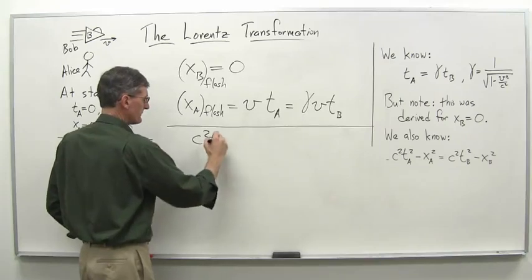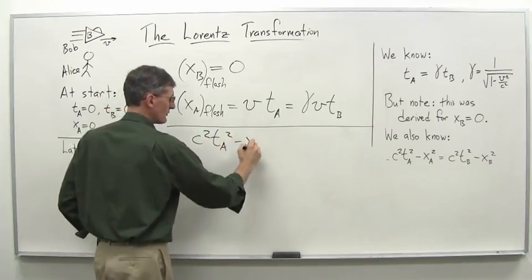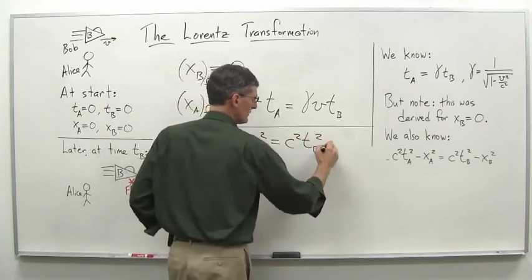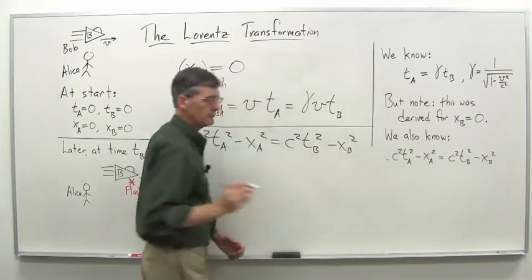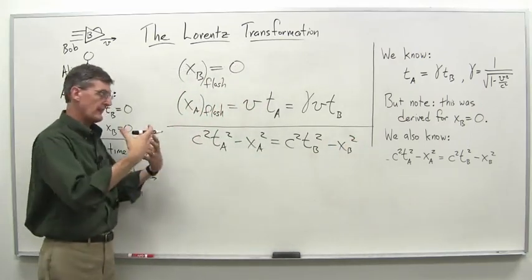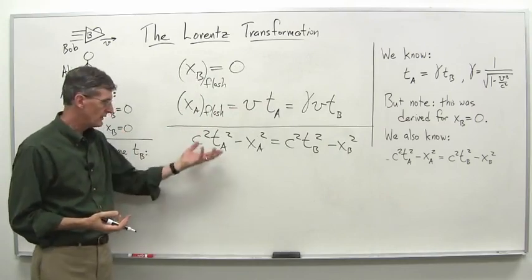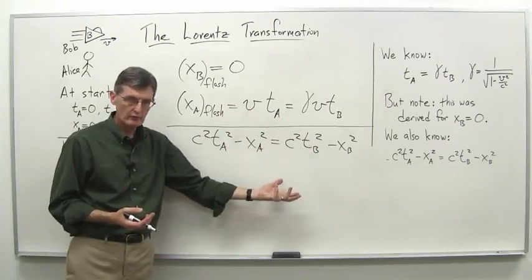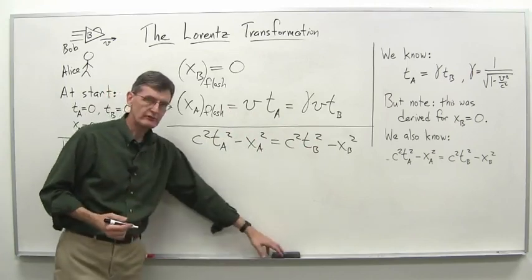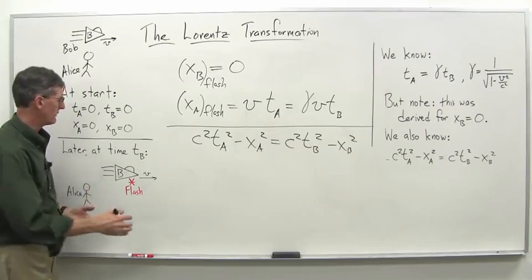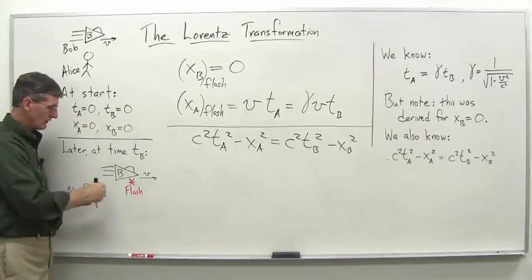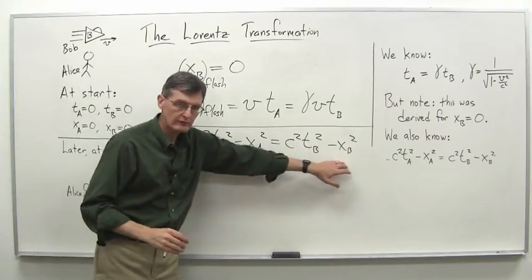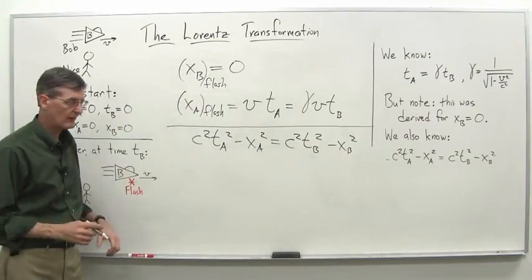So we've got c squared t_a squared minus x_a squared equals c squared t_b squared minus x_b squared. That's our invariant interval equation. That's good for anything, basically, given t_a, x_a, and t_b and x_b for the distance between two events. In this case, the events are our origin point when they pass each other, and then a while later the flash occurs, and Bob measures it again, t_b and x_b, and I want to be able to get the t_a and x_a from that.